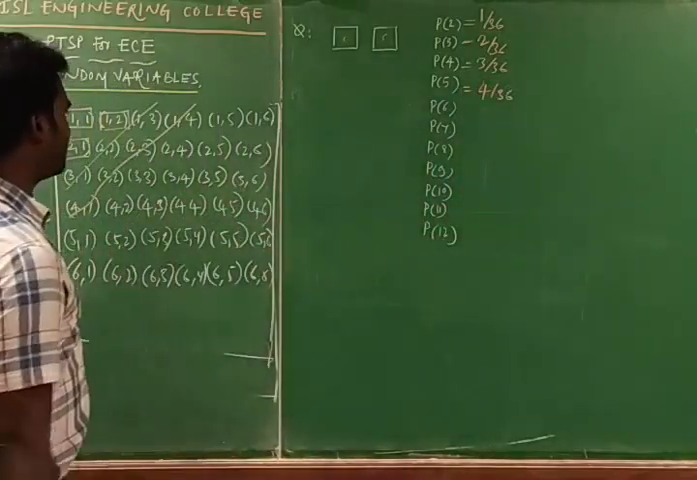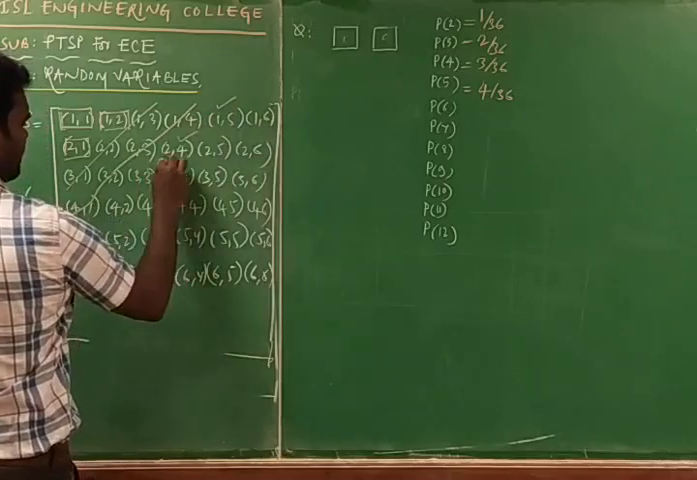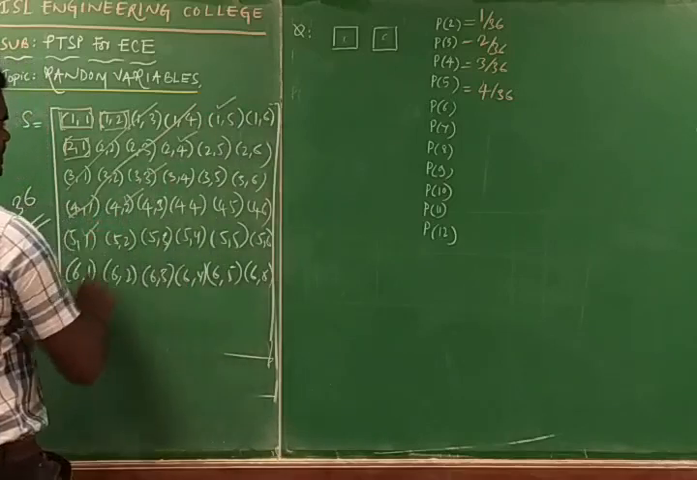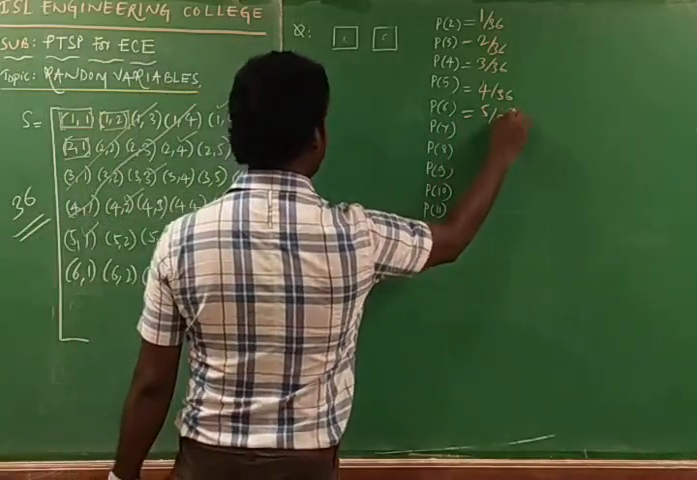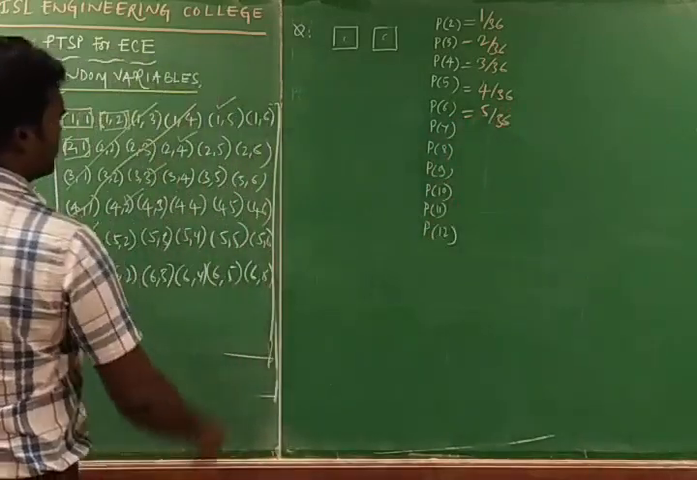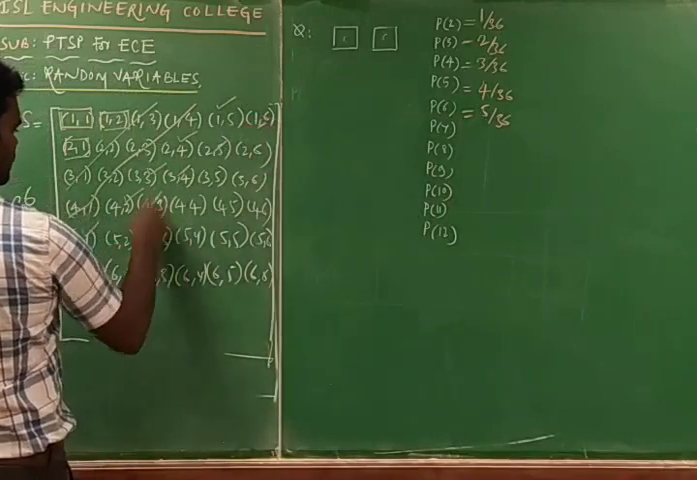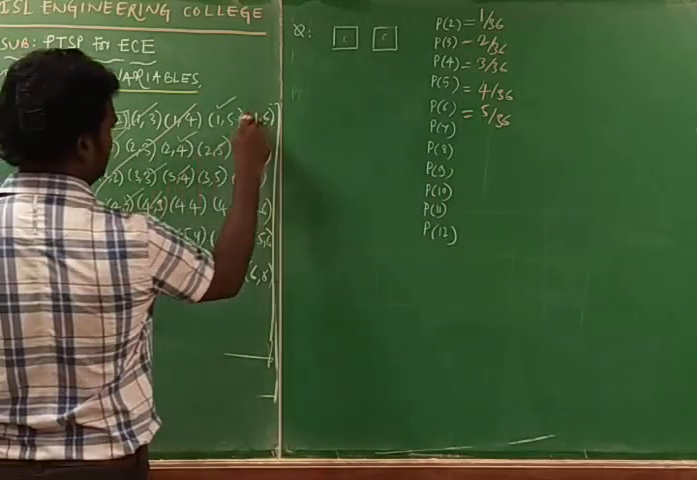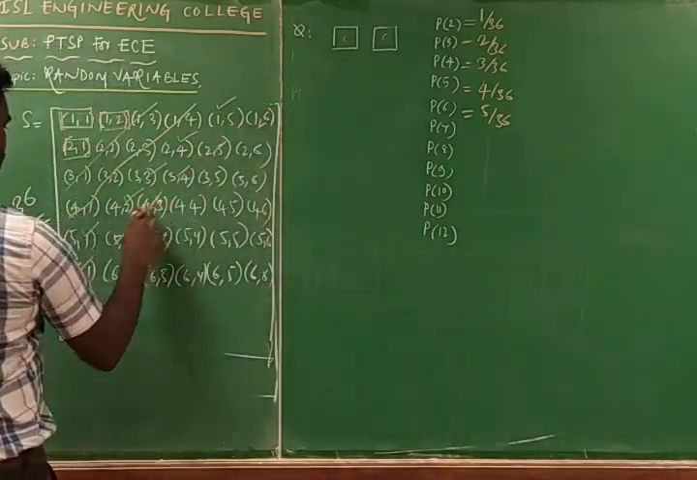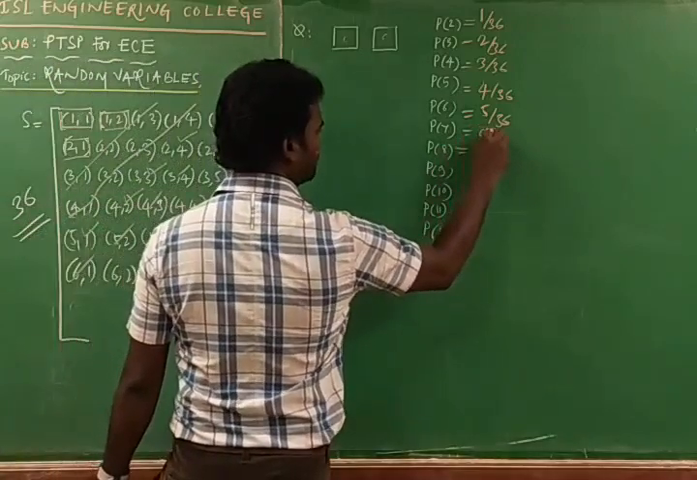Probability of getting 6: 1 comma 5, 2 comma 4, 3 comma 3, 4 comma 2 and 5 comma 1. That means 5 by 36. Probability of getting 7: 1 comma 6, 2 comma 5, 3 comma 4, 4 comma 3, 5 comma 2, 6 comma 1. That is 6 outcomes, so 6 by 36.